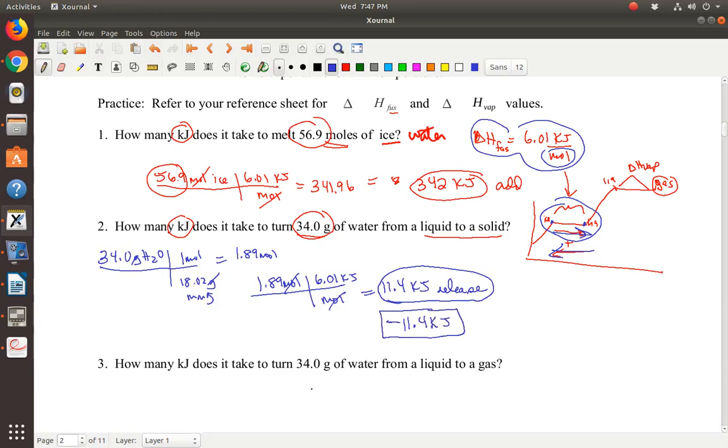We're losing. We have to lose that energy. Here we had to add it, so the energy was positive. Here we have to take it away, so the energy is negative.